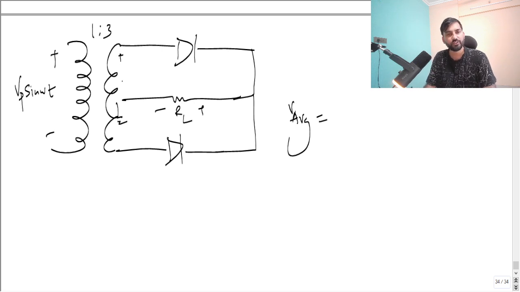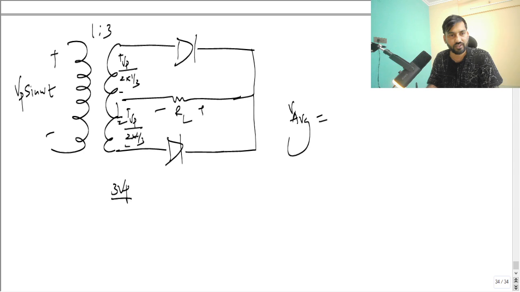So first of all, you need to determine this. What is this, right? So you can consider this as n is to 1, that is nothing but 1 by 3 is to 1. So this will be nothing but Vp by 2 times 1 by 3. Vp by 2 times 1 by 3. If you manipulate this, it becomes 3 Vp by 2.